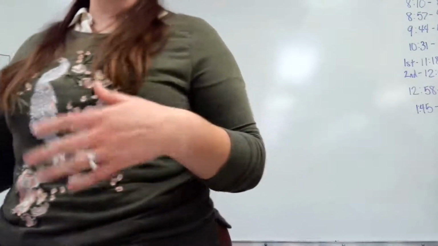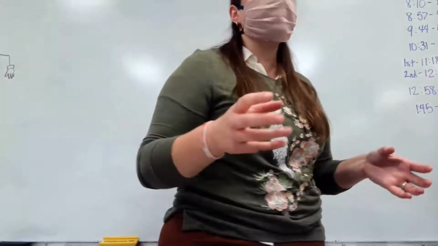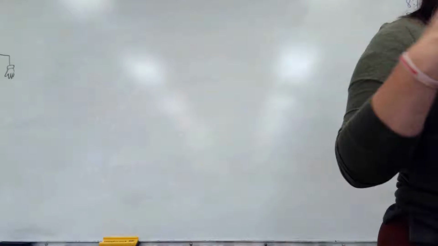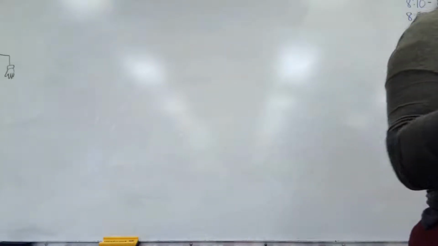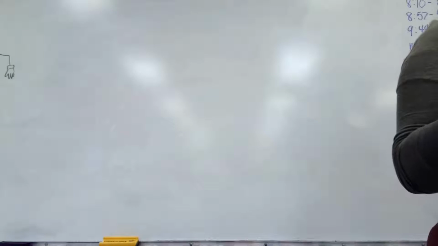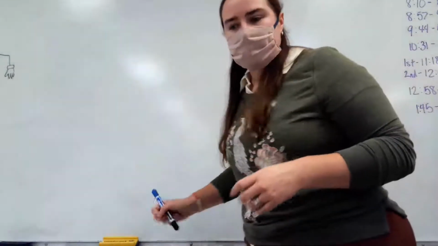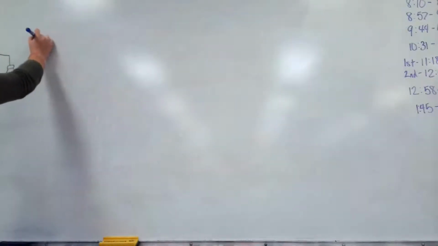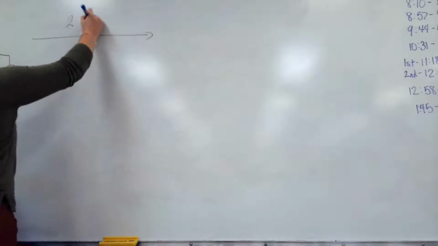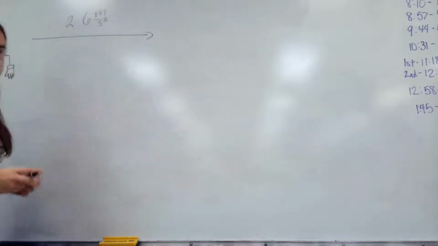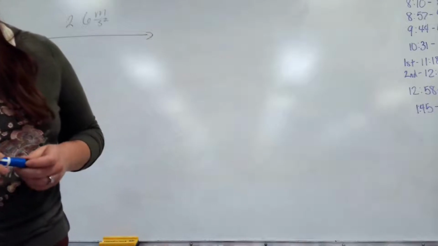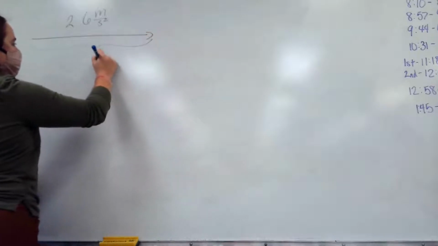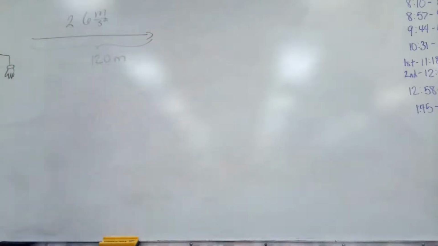When we read a problem like this, we should notice that we have two very distinct times of different motion. Those are going to be denoted by our two different accelerations. So our first time, we have an acceleration of positive 2.6 meters per second squared. We know that this distance is 120 meters.